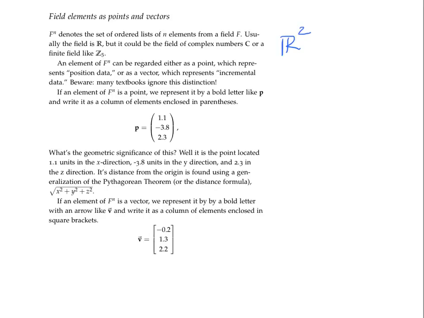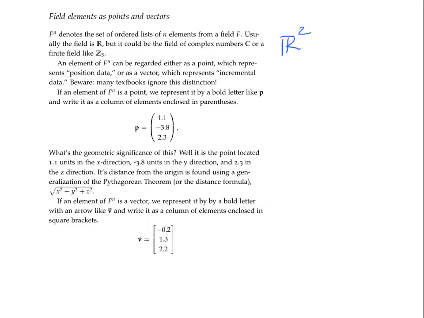Well, it's not talking about a location in space or a location in the plane. What it's talking about is an increment of change. So it's saying this is a decrease of 0.2 in the x direction, an increase of 1.3 in the y direction, and an increase of 2.2 in the z direction.